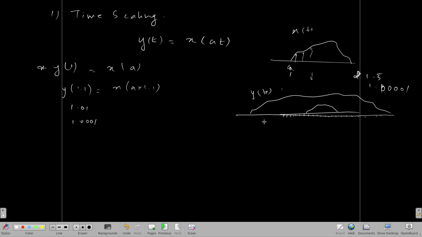Depending on the value of a, we are either stretching this signal or we are compressing this signal. That is what time scaling does. We are taking samples from certain values depending on the value of a, right, and we are mapping it into another signal. So depending on the value of a, it is either compressing this particular signal or stretching it out.